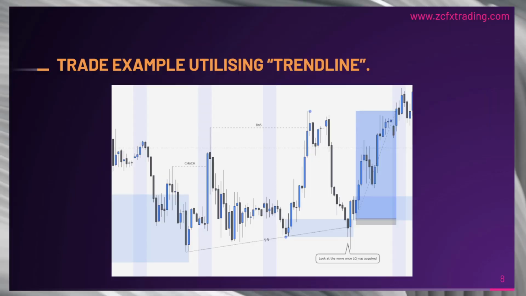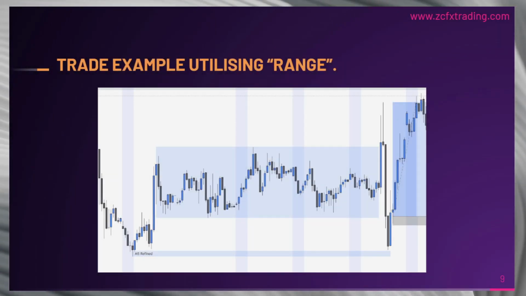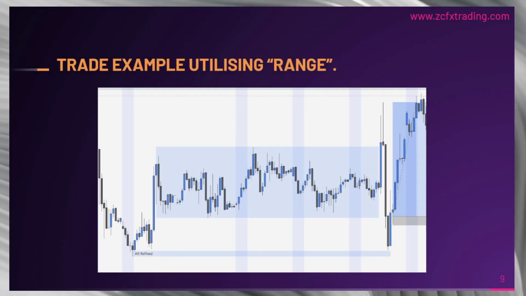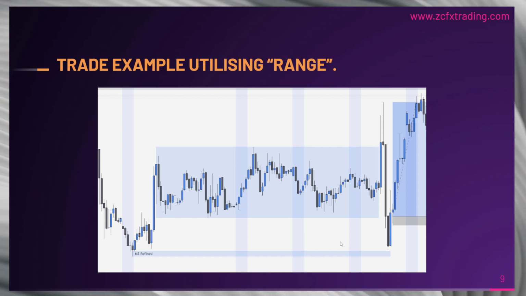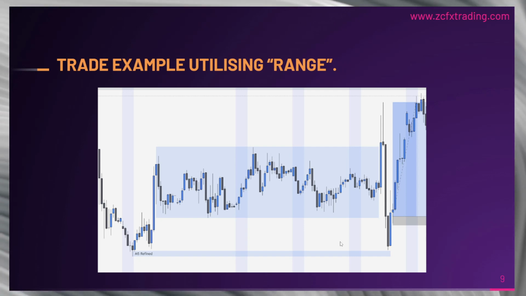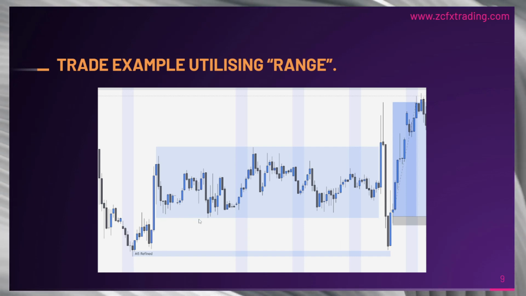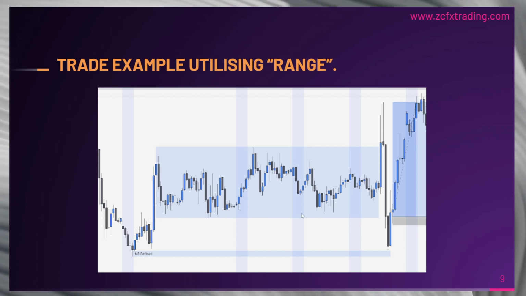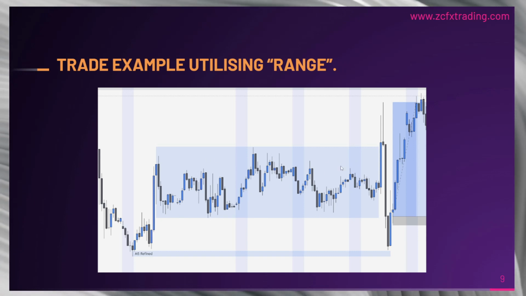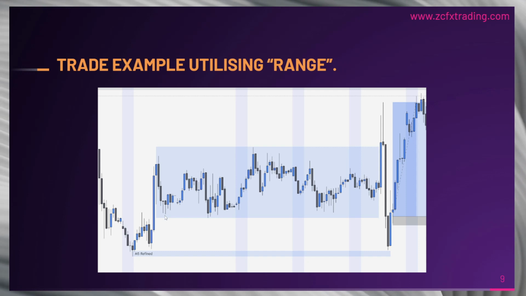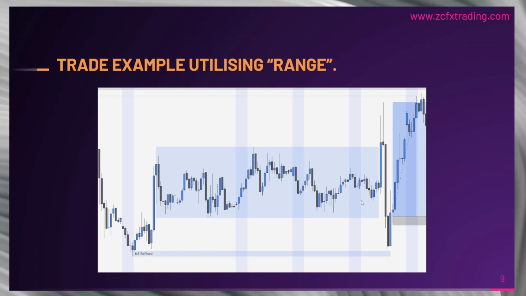Look at that move. Trade example utilizing range. As you can see, classical support and resistance. People are going to be selling from the resistance. People are going to be buying from support. In this case, it makes more sense for people to be buying down here than here because these aren't relatively equal highs. But as this is more based on support, as you can see, what happened?